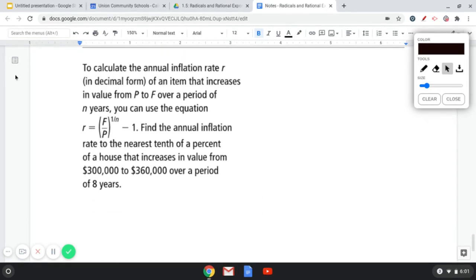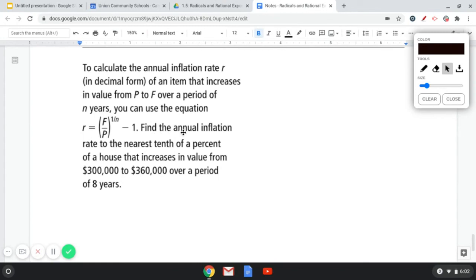Okay, and now we're going to talk about interest. The annual inflation rate R of an item that increases in value. So this is an inflation rate. So we've got an item that increases in value from P to F. So for example, bread has increased in price over the past 10 years, just as everything else. Over a period of n years, we can use this equation. The inflation rate R equals the new price, like the current price of the item, divided by the old price of the item, to the 1 over n power, where n is a period of time in years, minus 1.